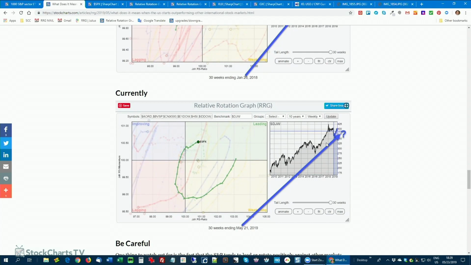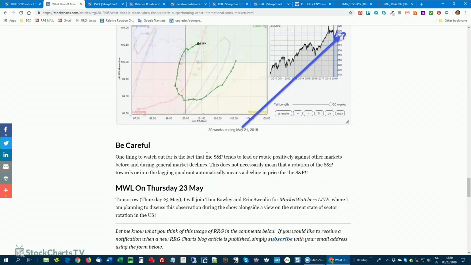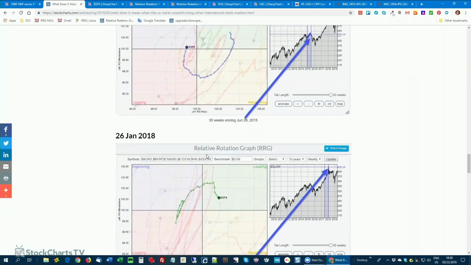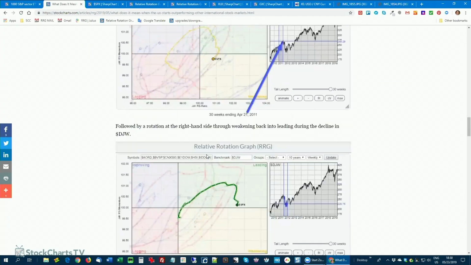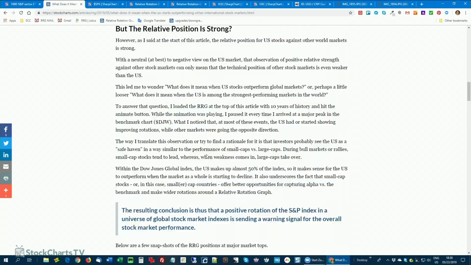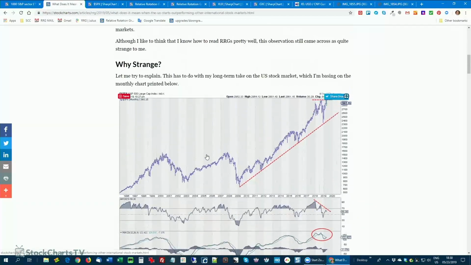But with this knowledge and this observation, I'd like to be very careful with stock markets in general, and the S&P for that reason as well, because the S&P can be in the leading quadrant, but still going down. The only thing that this tells you is that the S&P will go down less than the rest of the market. So I tried to find a rationale for that, and my take is that investors, international investors, maybe see the US as a safe haven.